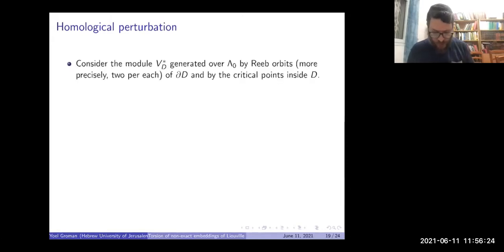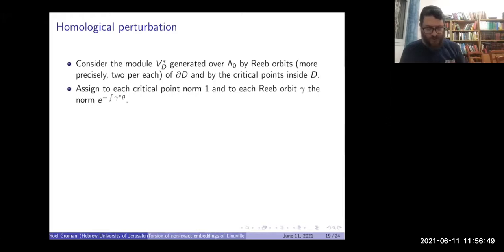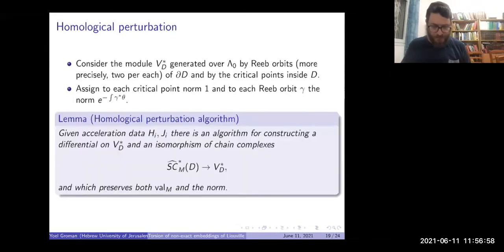It turns out, and this is the technical achievement of this work, that there's a homological perturbation method of dealing with this. So consider a module which is generated exactly by Reeb orbits and critical points. So there's no outside generators. And then you assign to each critical point the norm one, and to each Reeb orbit the norm given by the period. And maybe I should have said, you take the completion of this thing with respect to the norm.